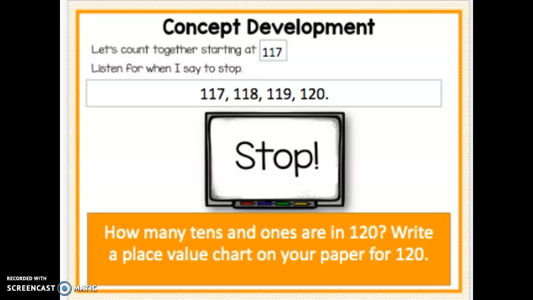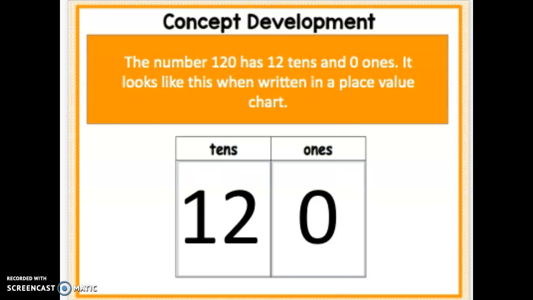This time, we're going to start counting at the number 117 and listen for when I say stop. 117, 118, 119, 120. Stop. How many tens and ones are in the number 120? Write a place value chart on your paper for 120. The number 120 has 12 tens and 0 ones. It looks like this when it's written in a place value chart.